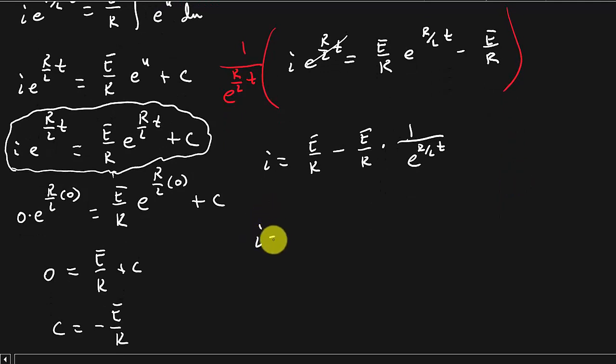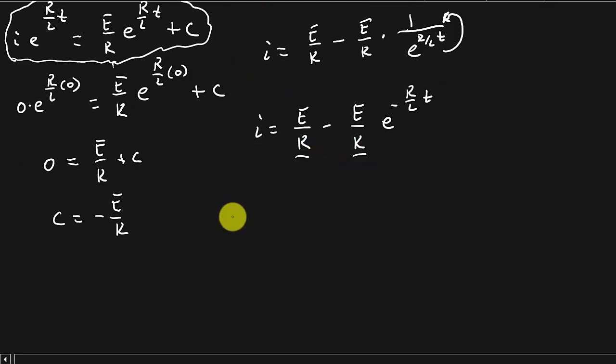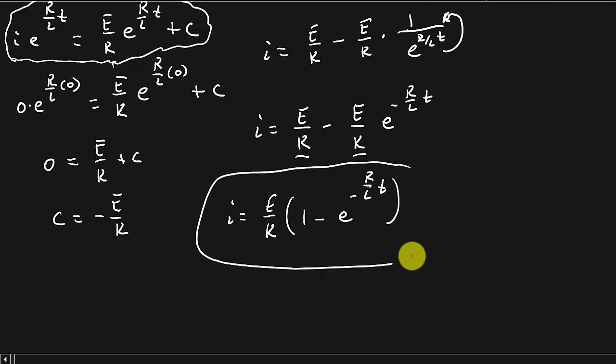And then I'll rewrite it, I equals. Well, let's just go ahead and do a couple of steps here. E to the negative R over L t. I just moved this up to the numerator is all I did. And then let's go ahead and factor that out. I equals E over R times 1 minus e to the negative R over L t. And there's your answer.